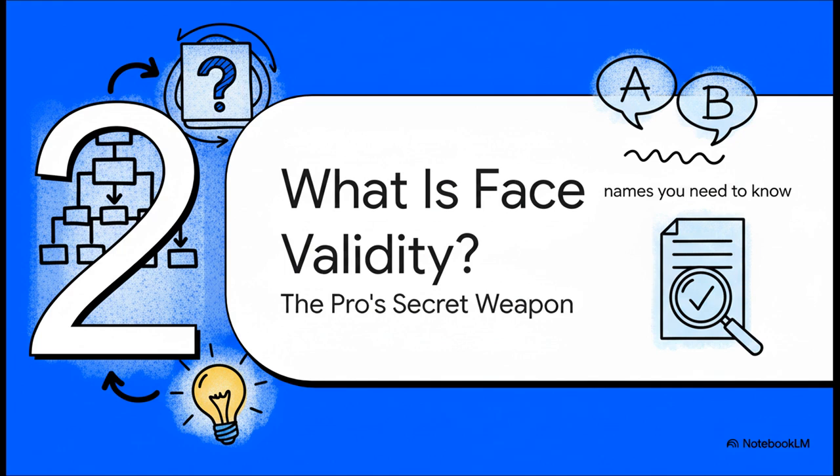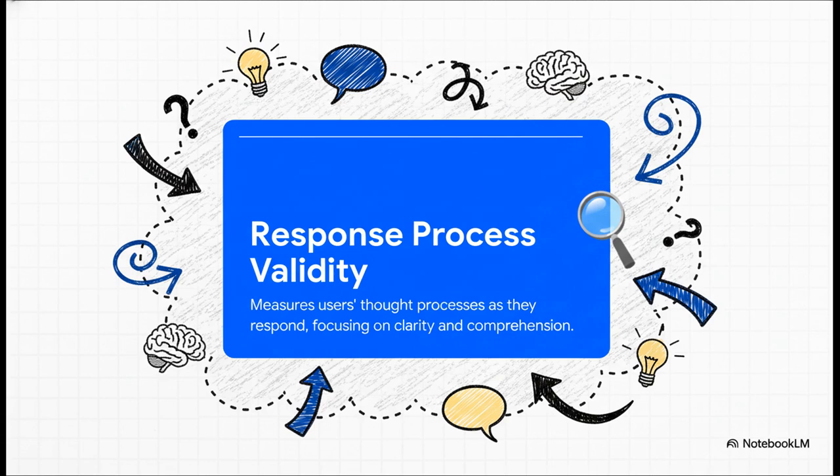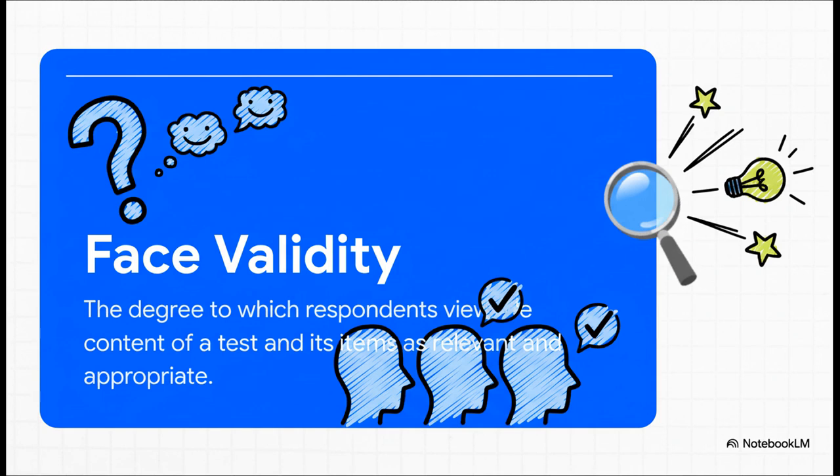And it goes by a couple of key names you'll want to know. The official, super academic term is response process validity. And our source material points out that this is actually one of 5 key types of validity evidence. But all it really means is getting inside the user's head to see if they're thinking about your questions the same way you are. But here's the term you'll hear way more often, face validity. And this is the crucial part. It's not about what a panel of experts thinks, it's about how the questions look and feel to the actual people taking the test. Do the questions seem relevant to them? Do they make sense right away, on the surface? That's what face validity is all about.